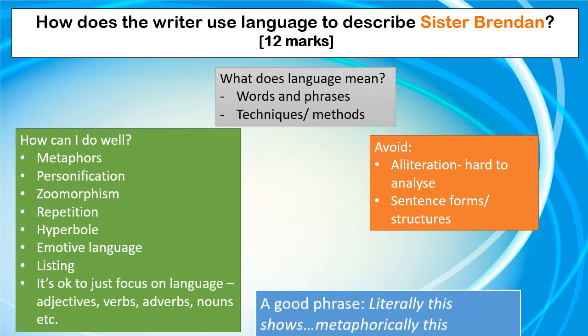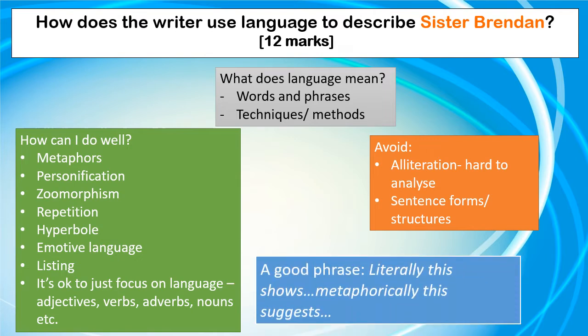It's my advice. A good phrase to use is literally this shows and metaphorically this suggests, and this is the same for paper 1. You can use it in lit as well. So you just say what it literally means and then think about how the writer might be using it to metaphorically suggest something as well, and that works quite nicely. Try not to overuse it, we don't want to be repetitive, but it is a nice phrase.